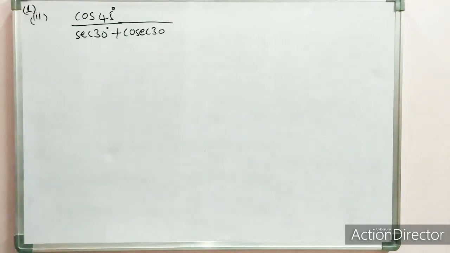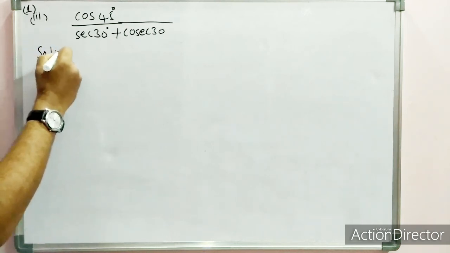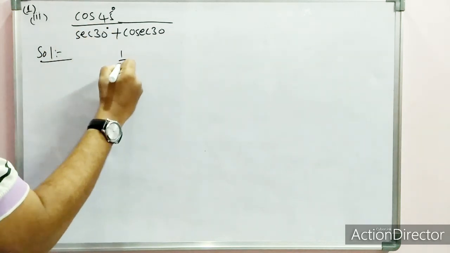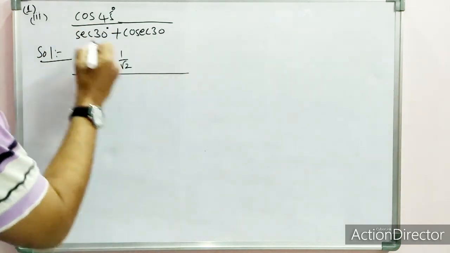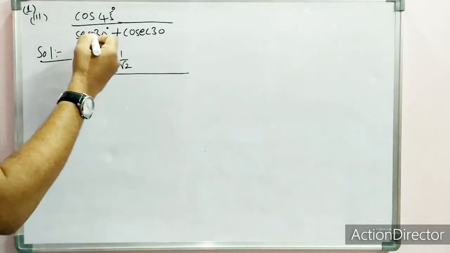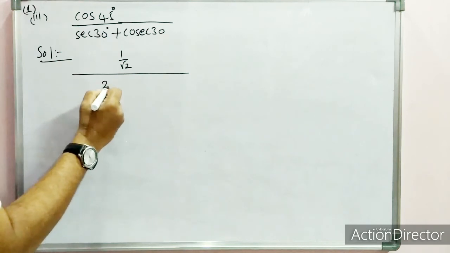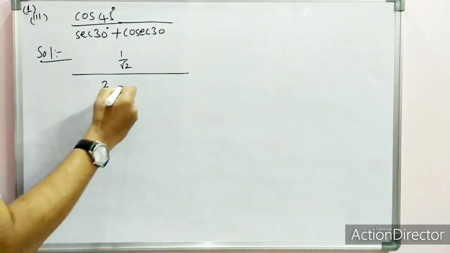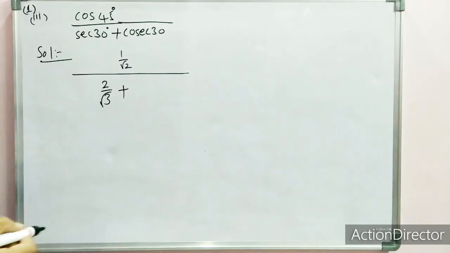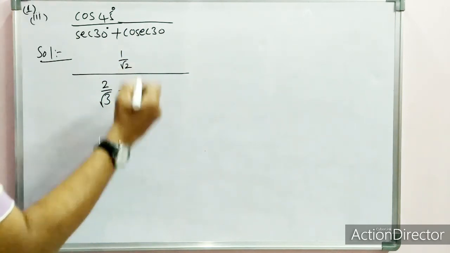Now question number 3. It is cos 45 by sec 30 plus cosec 30. Now cos 45 is 1 by root 2, divided by sec 30. Directly, sec 30 you may get confused about. What is the reciprocal of sec? It is cos 30. So cos 30 is root 3 by 2, so it will become 2 by root 3 plus cosec 30. Cosec 30 is the reverse of sin 30. Sin 30 is 1 by 2, so it is 2 by 1.